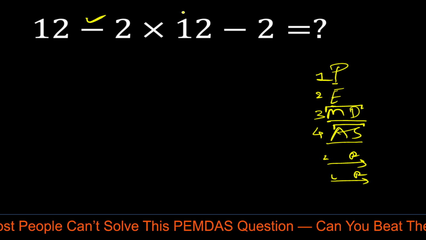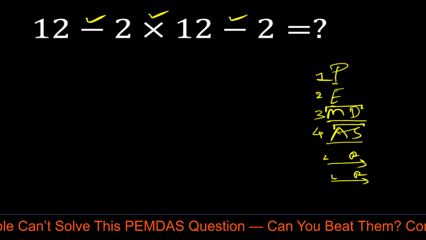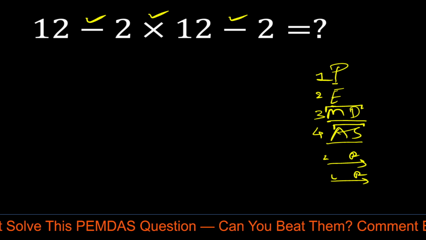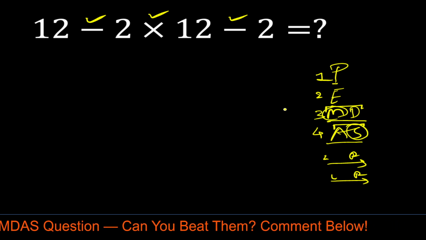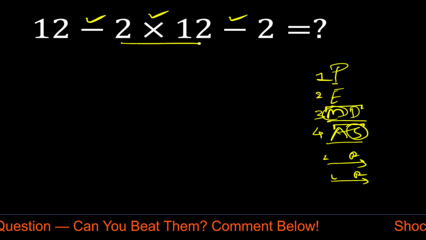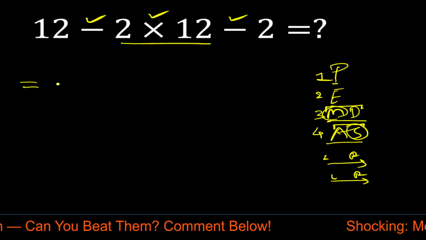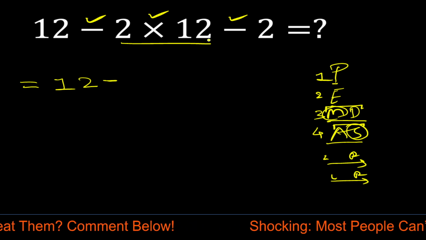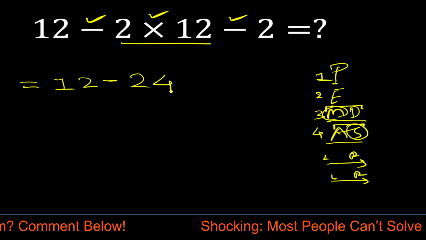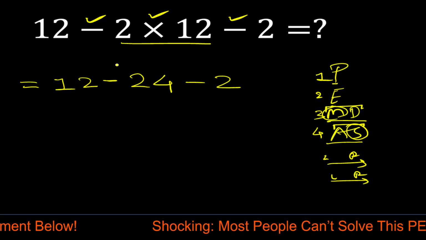So in this question, here we have subtraction, here multiplication, and here subtraction. So according to the PEMDAS rule, first we have to solve multiplication, then we have to solve subtraction, right? So first we have to solve this multiplication. So now 12 minus, now solve this multiplication, 2 times 12 is equal to 24 minus 2.